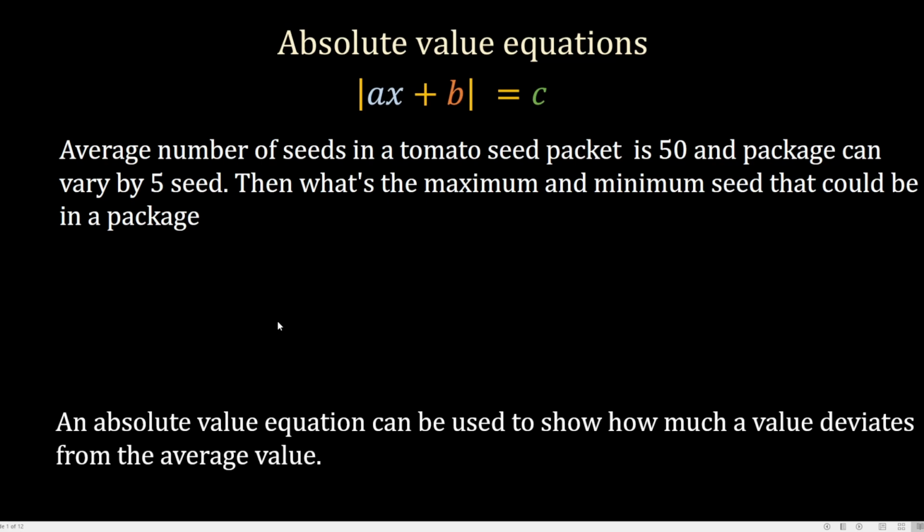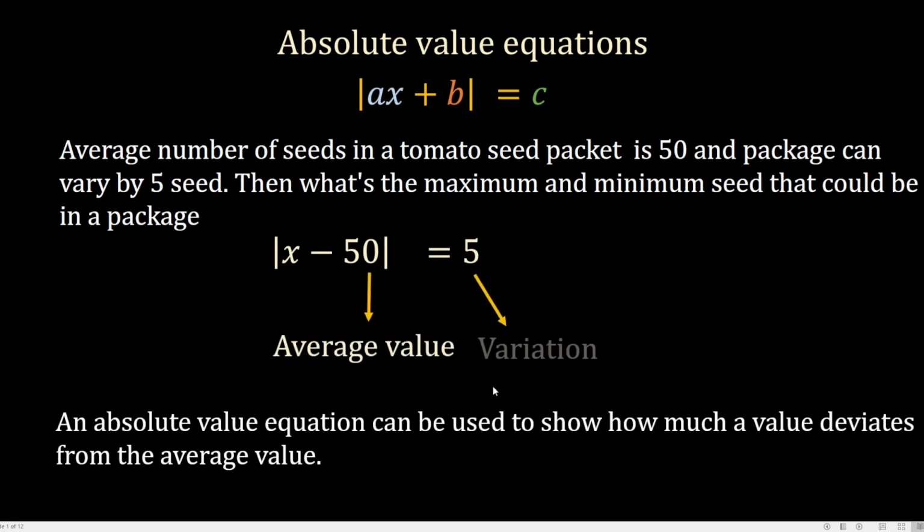If we write an absolute value equation for this scenario, it is absolute value of x minus 50 equal to 5. Here 50 is the average value, 5 is the variation, and x is the minimum and maximum seeds in the packet.